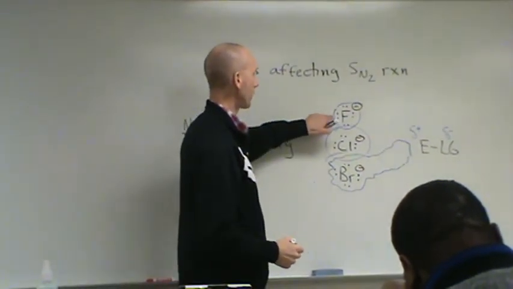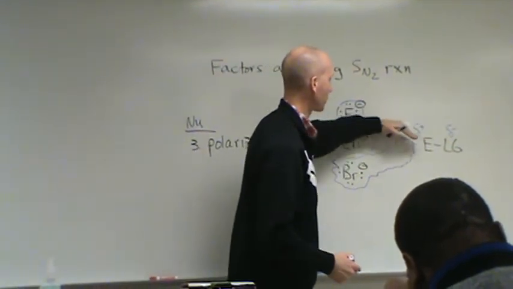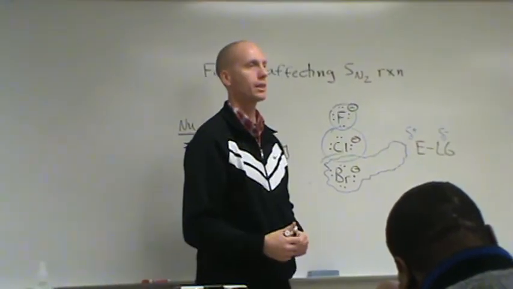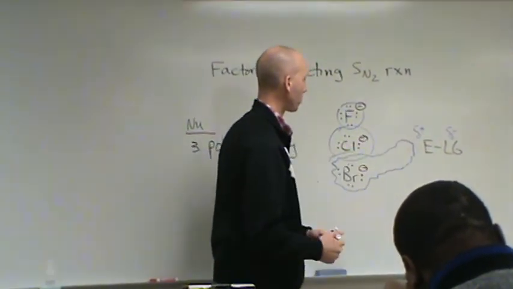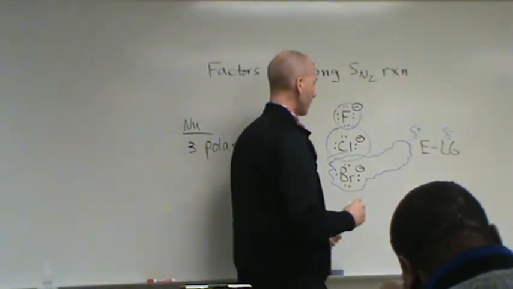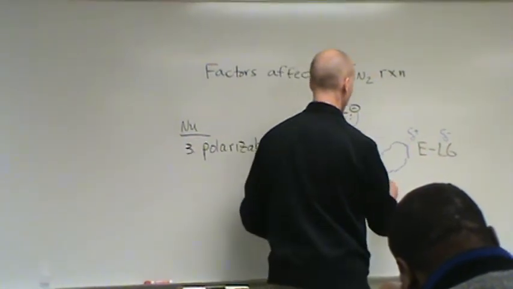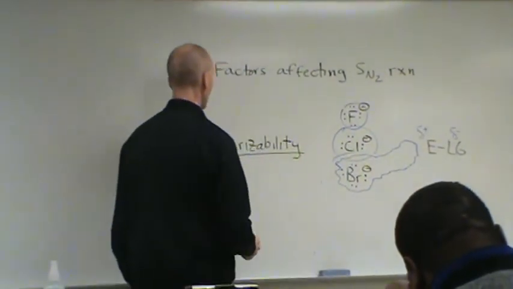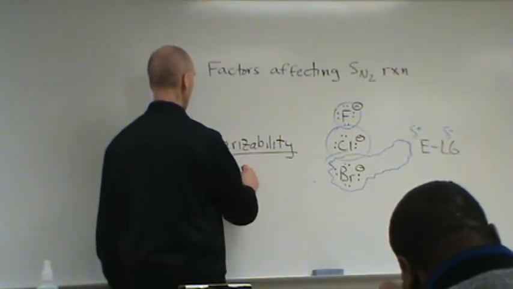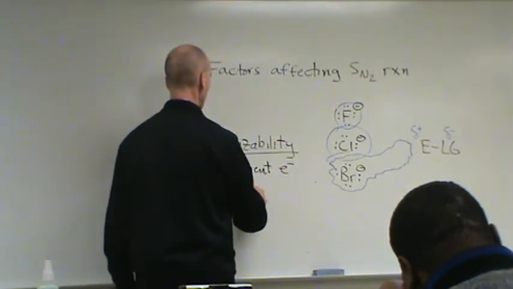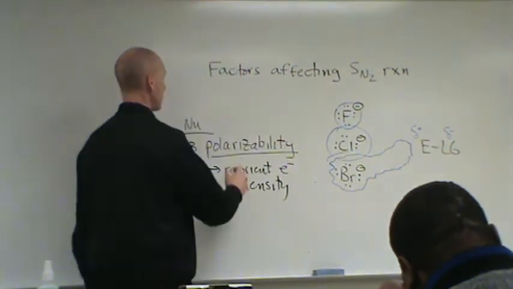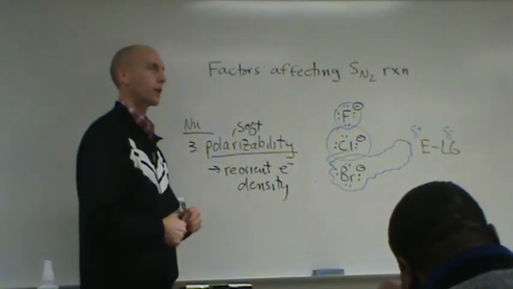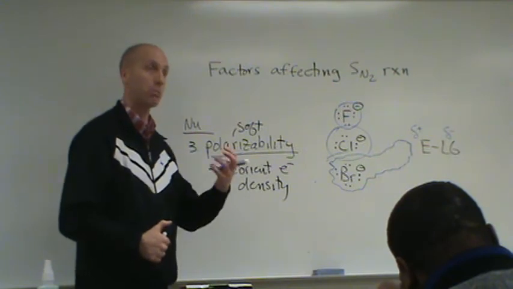Whereas this fluorine says, no, I can't do that. So in order to attack it, I've got to actually move to get there. Whereas the bromine can kind of stretch itself to get there easier. So that makes the bromine more nucleophilic. And the ability to reorient its electron density like that is what's called its polarizability. If something is a soft base, it will be very polarizable. So as I go down a group, I get a weaker base, but I get a better nucleophile.